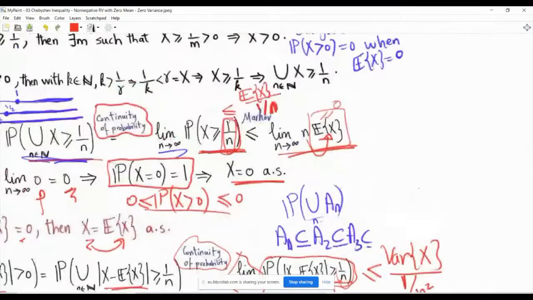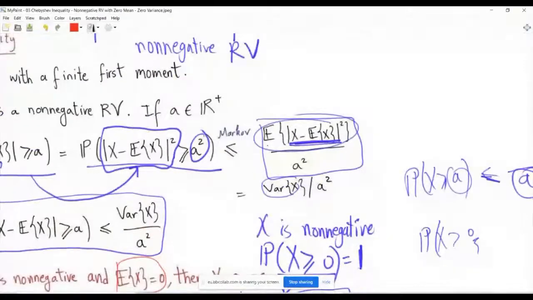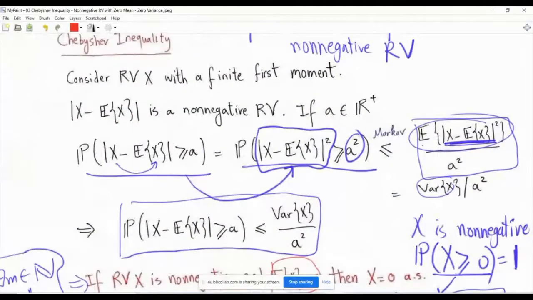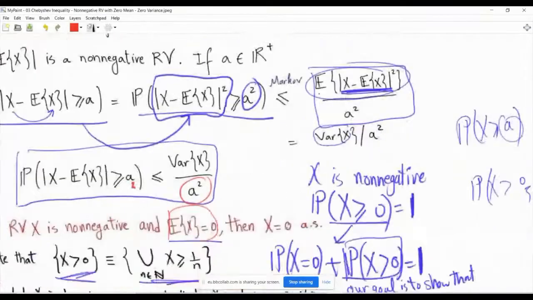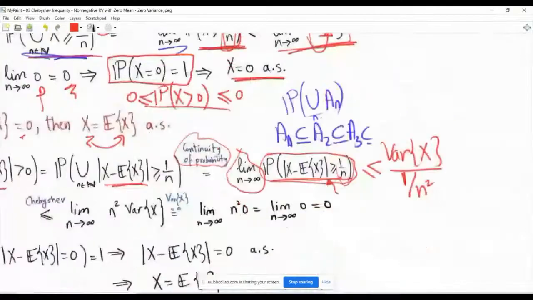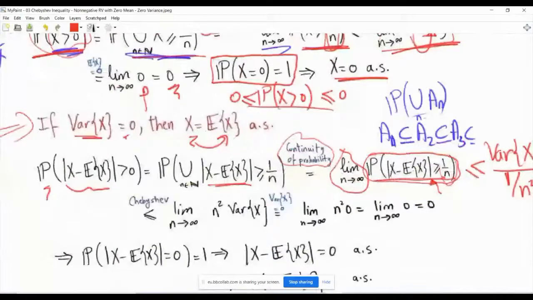Sorry, so it is like here in the Chebyshev inequality. If we have a, then we have here a squared. So here, if we have 1 over n, it will be 1 over n squared. So we get n squared times variance of X.